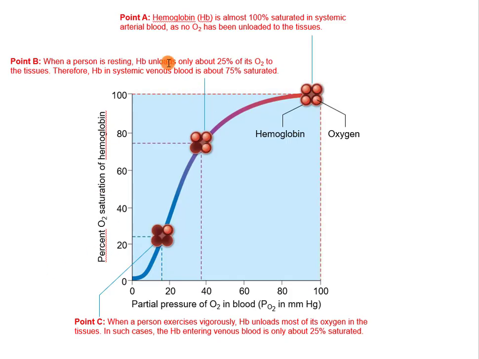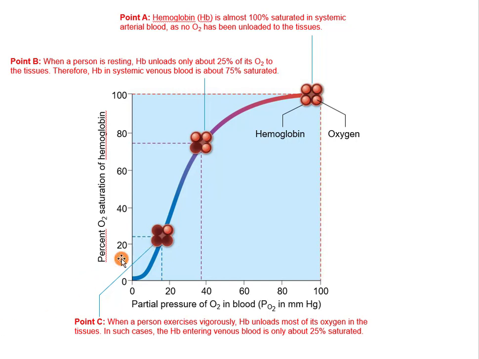This slide over here has stuff printed out for you. Hemoglobin is almost 100% saturated in systemic arterial blood. No O2 has been unloaded to the tissues. Once we get to the tissues, the PO2 is about 40, and in resting tissue, the hemoglobin unloads only about 25% of its oxygen. Therefore, in the veins, you still have 75% saturation. Okay, that's what we had talked about before.